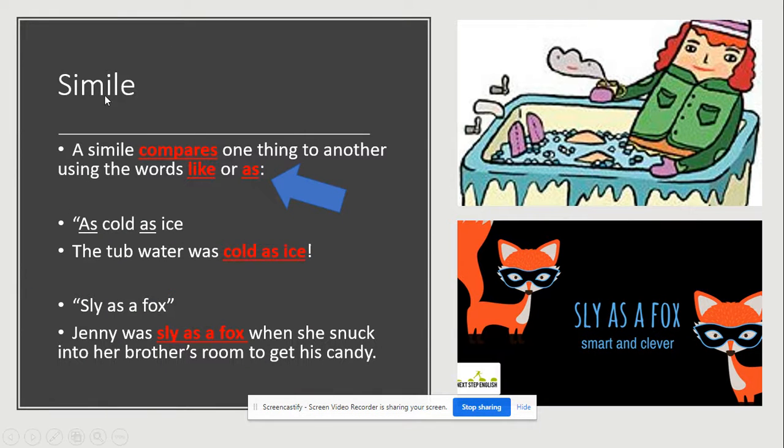We're going to start with a simile. This is the definition. A simile compares one thing to another using the words like or as. You can see the blue arrow pointing here, which means you need to write in the words compares, like, and as where there are blanks. I will give you a few seconds to do that.